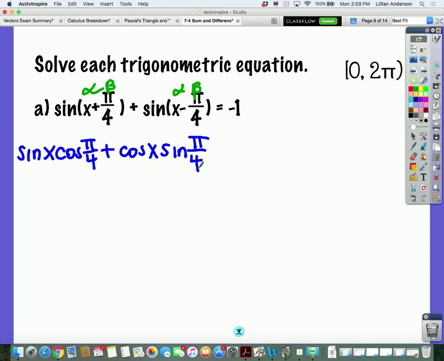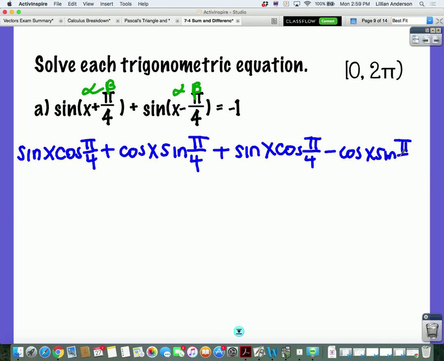Now I'm going to use the other identity. This is a plus. Now, if this was a minus, you would need to subtract the entire second identity. Just keep that in mind, use parentheses. Sine alpha cosine beta minus cosine alpha sine beta, all that equals 1. Negative.